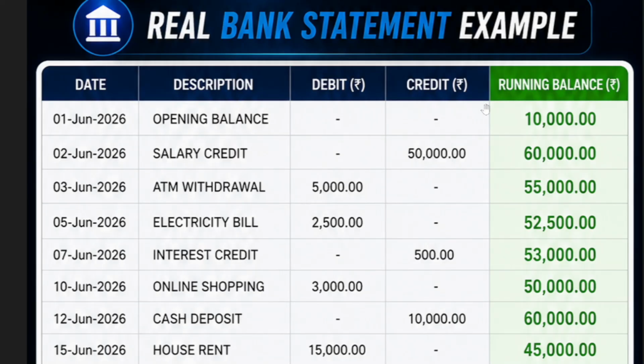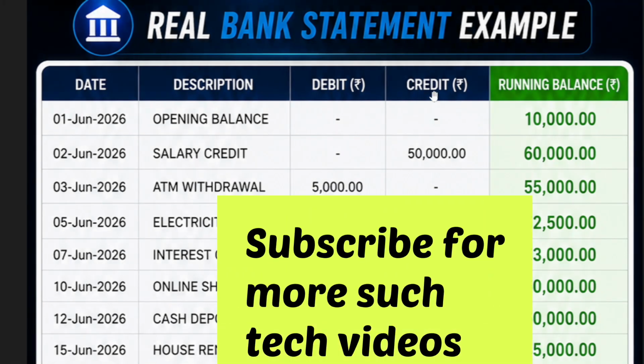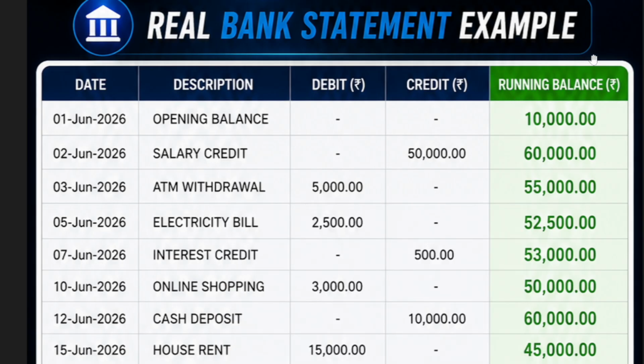So look at this. In the bank statement, you have a date, a description column, and the next three columns are very interesting. This column shows all the debit transactions, and this column shows all the credit transactions, and the last one is very interesting. It's showing the running balance.